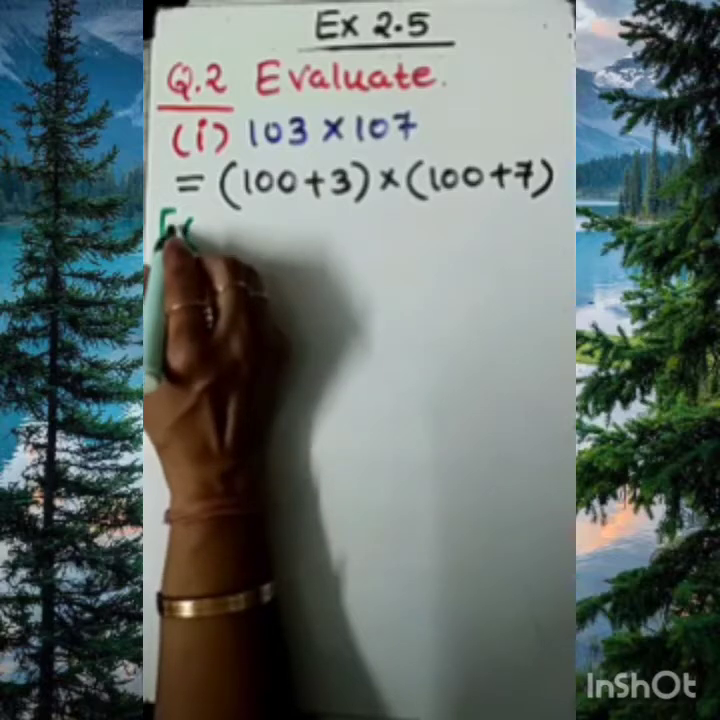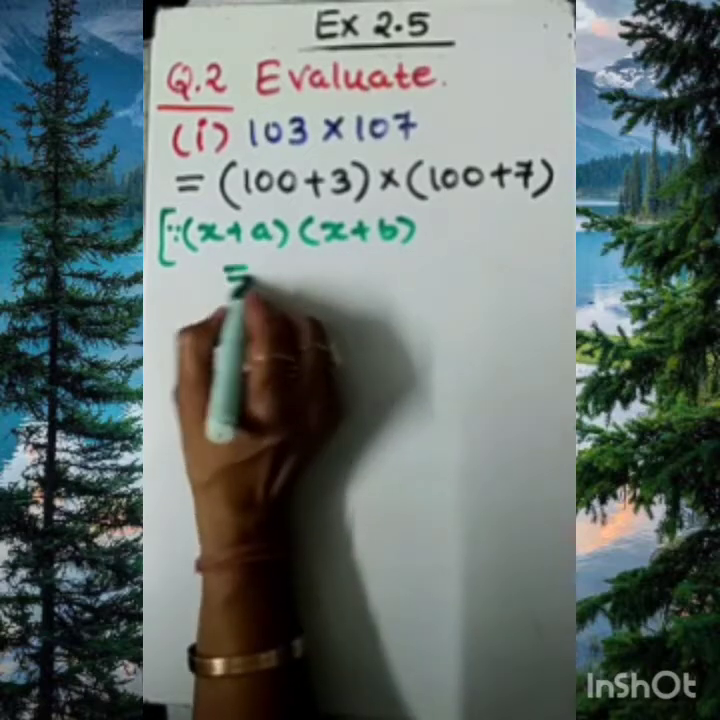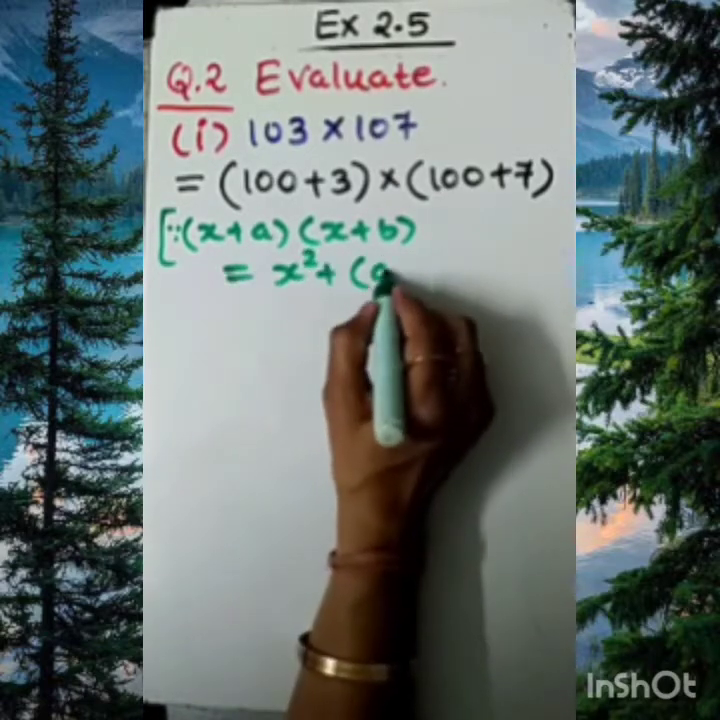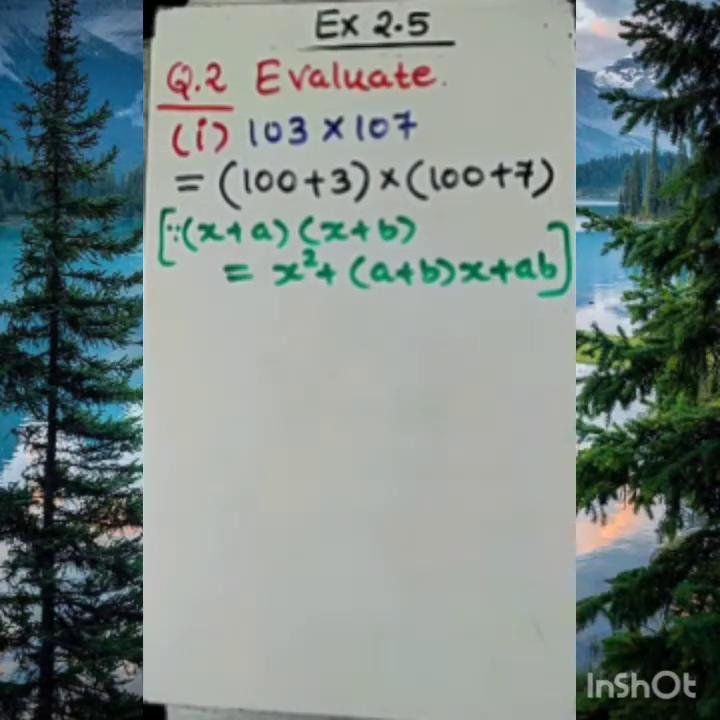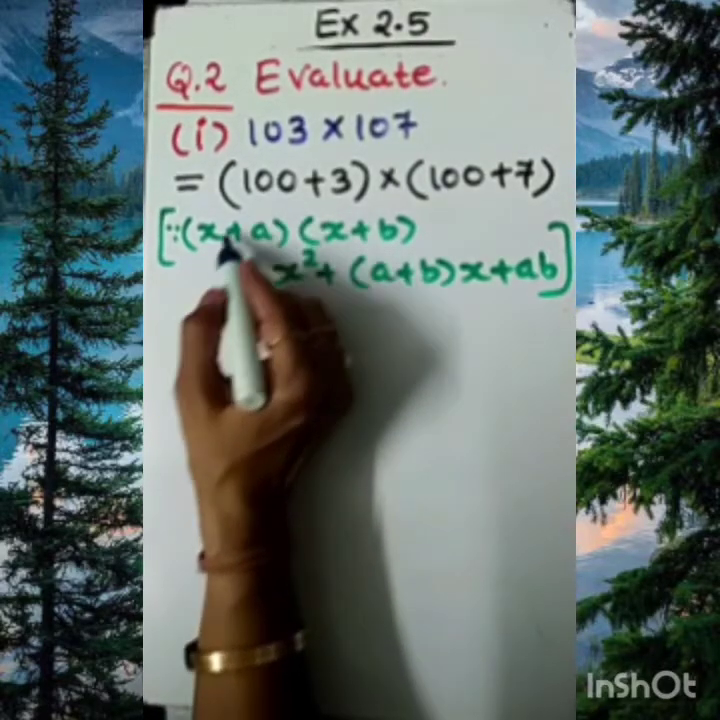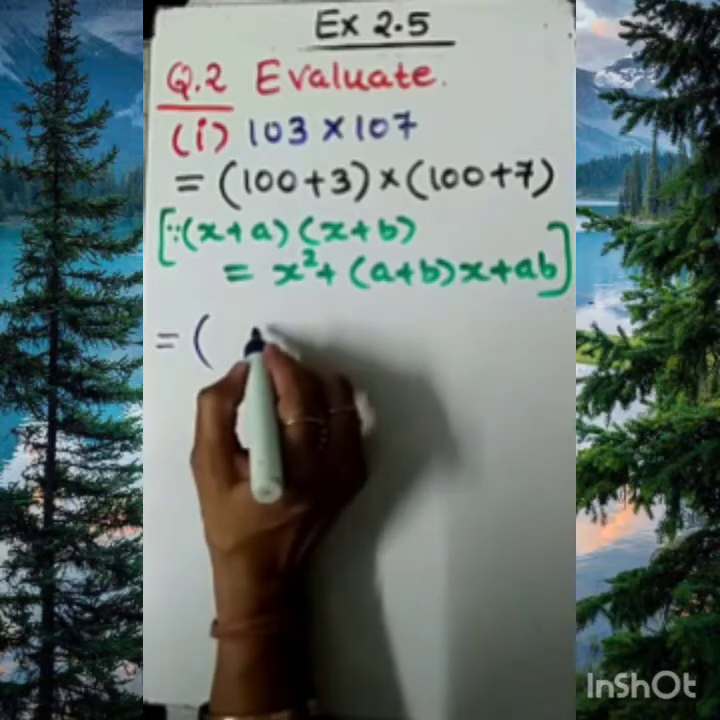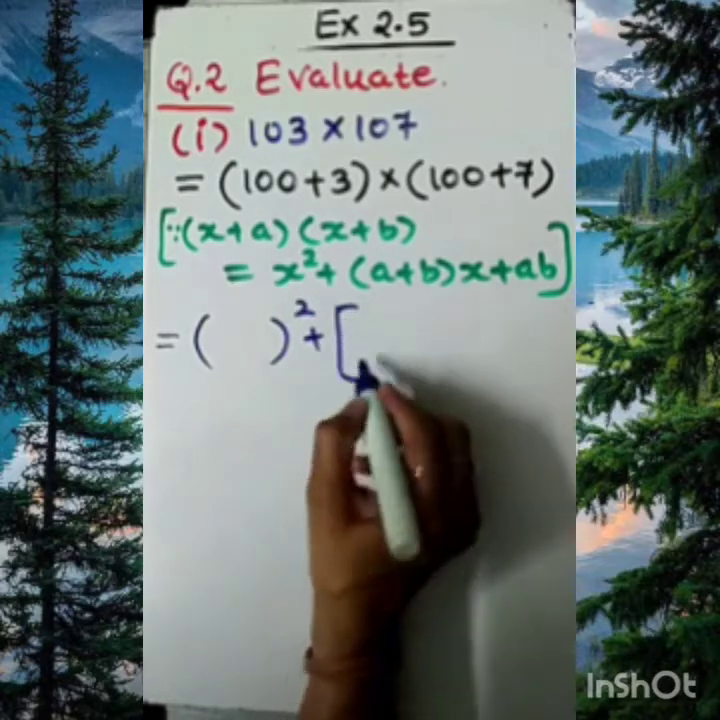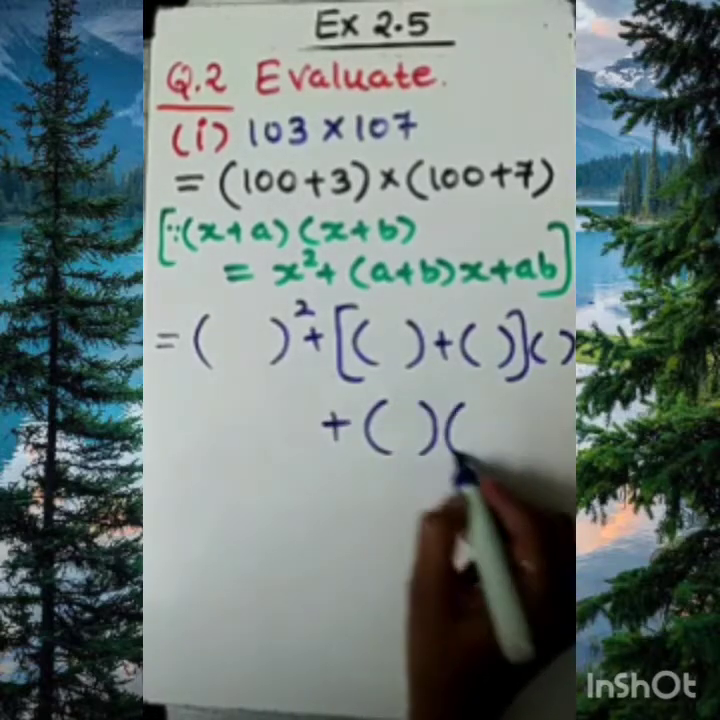What is that? We know that x plus a, x plus b is equal to x square plus a plus b x plus ab. This is your favorite identity, right? That's why I call it the beautiful identity. Now, dear student, here you can see, if I compare, x will be 100 and a will be 3. So, according to this, let's work out x square plus a plus b x plus ab.